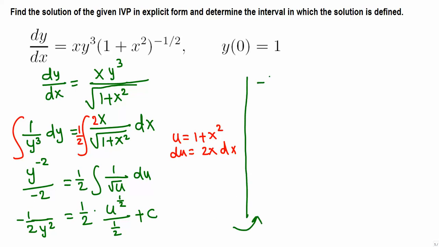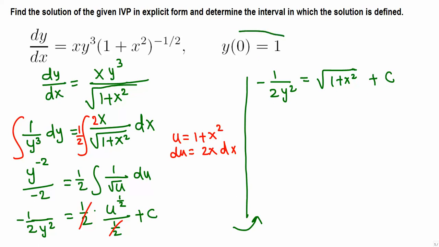This is negative 1 over 2y squared equals, 1/2 on the top, 1/2 on the bottom, so the 1/2s cancel, and u raised to 1/2. U is, by the way, 1 plus x squared, raised to 1/2 means square root, so the square root of 1 plus x squared, plus this constant c.